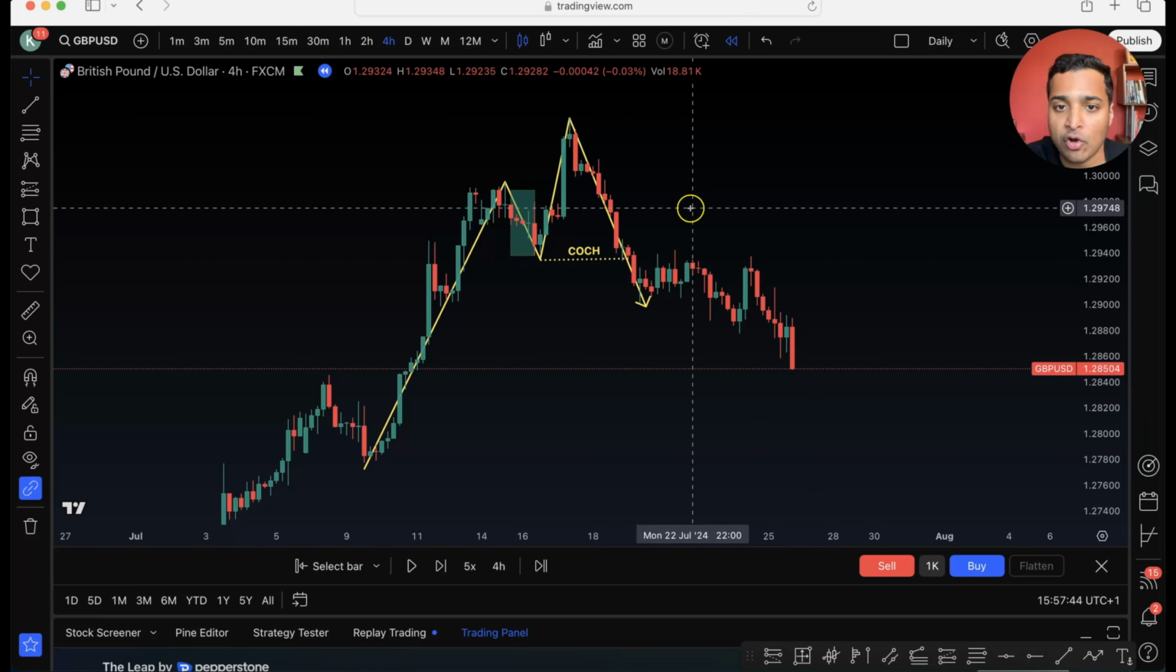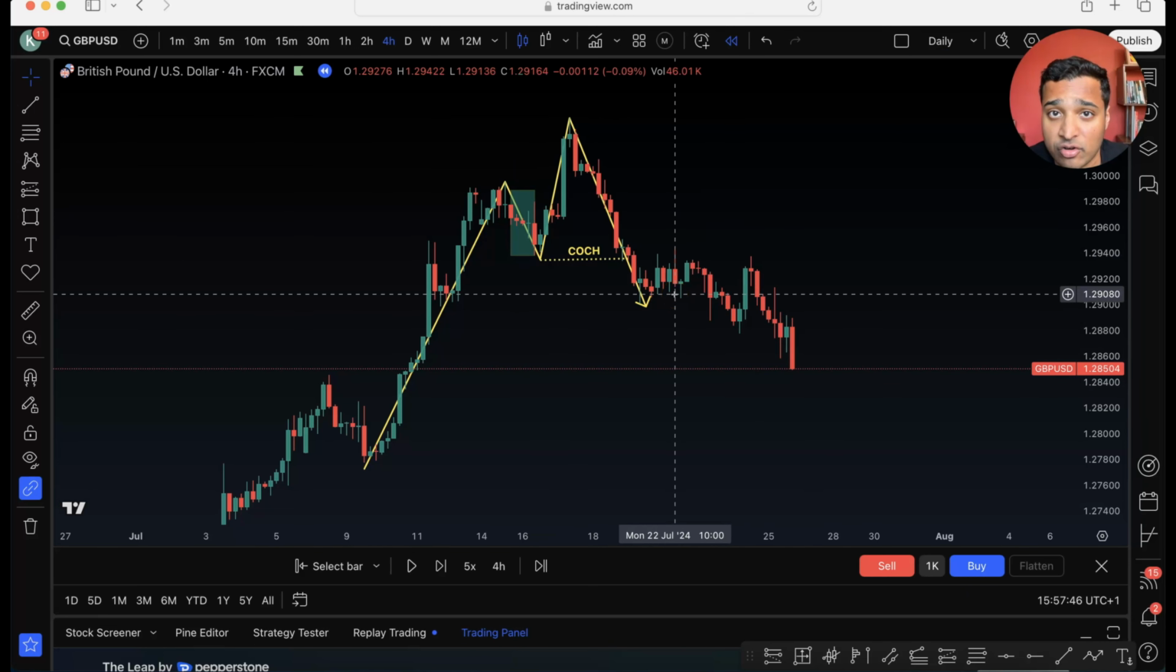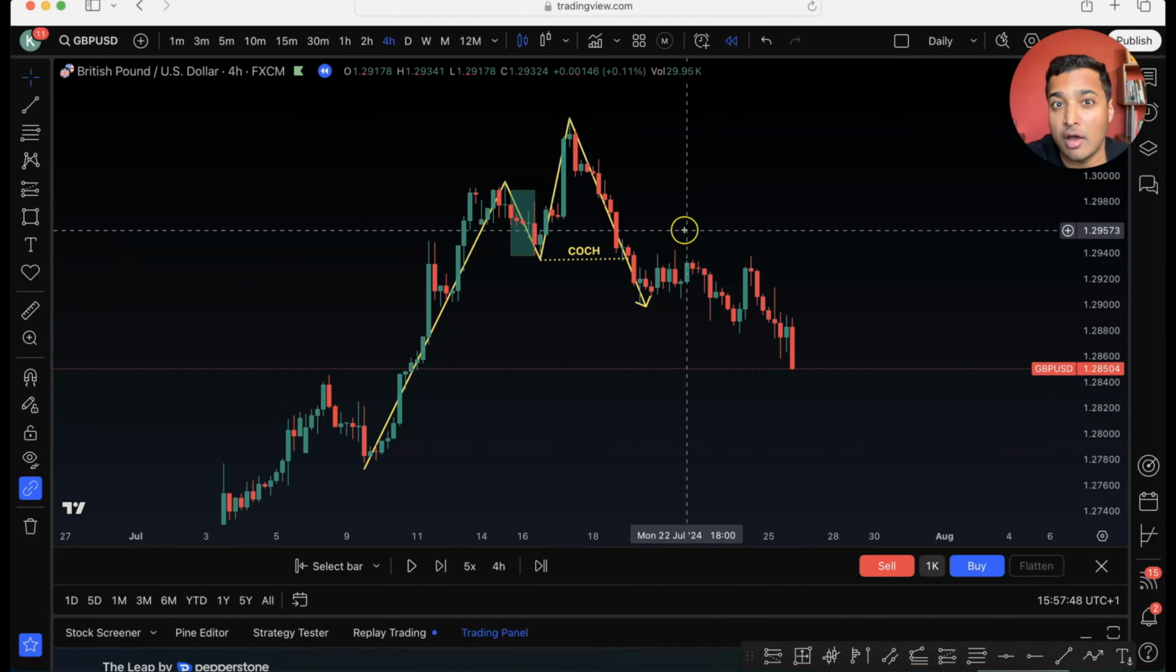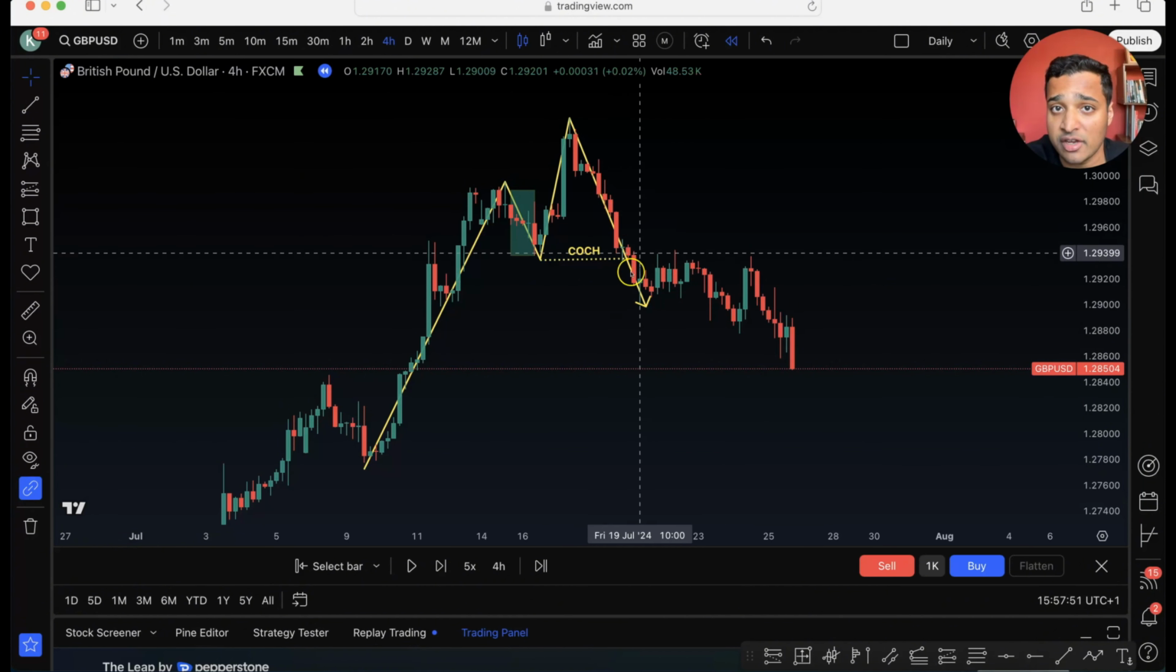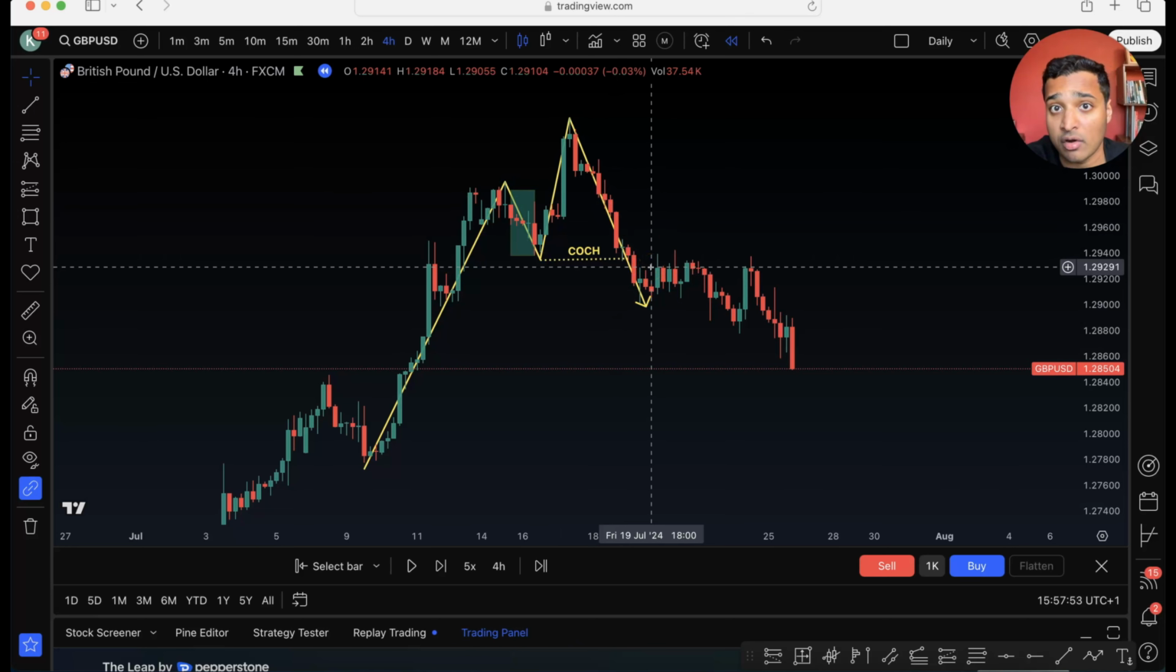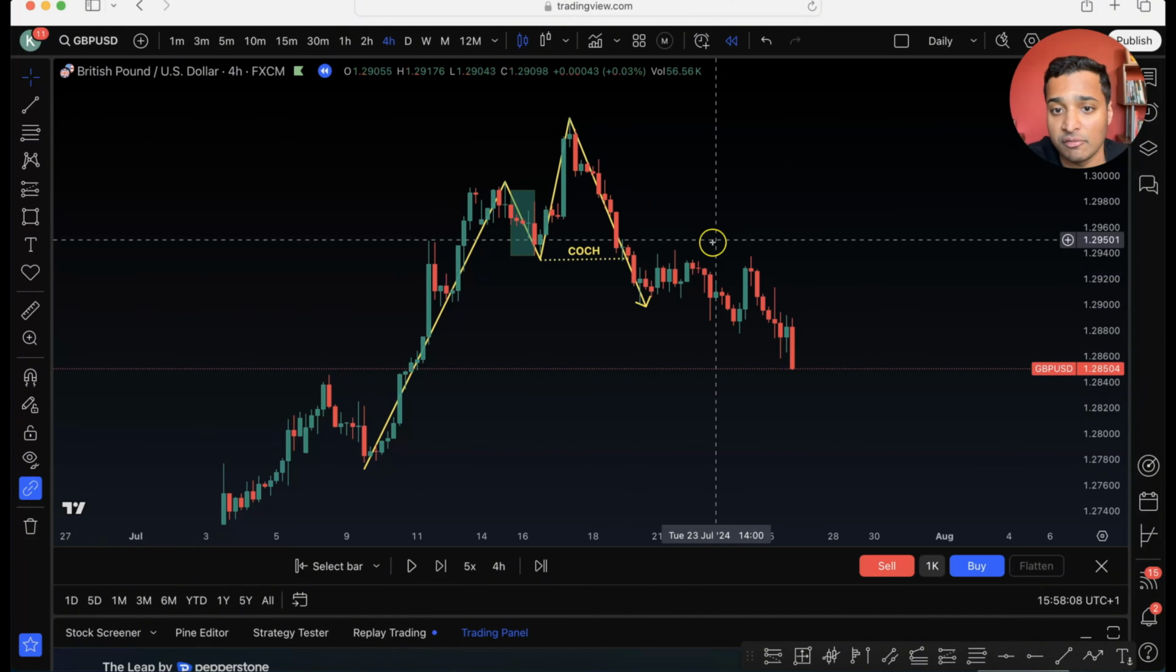But overall, applying the concepts of market structure, we can actually take a more precise short opportunity here on the 15-minute or 1-hour time frame to get a more precise entry, in alignment with this 4-hour downtrend.